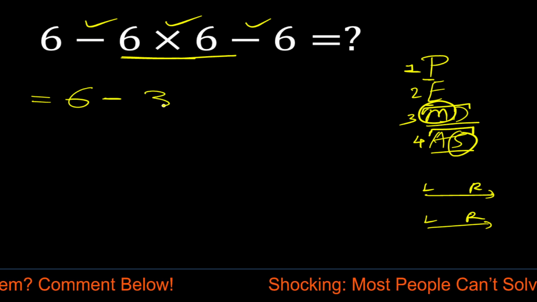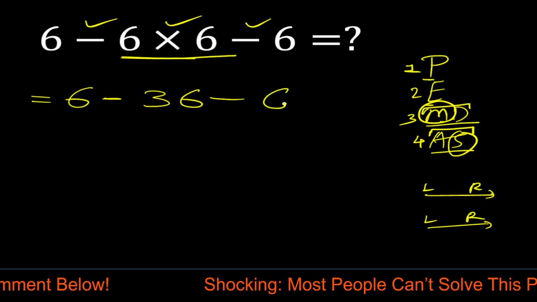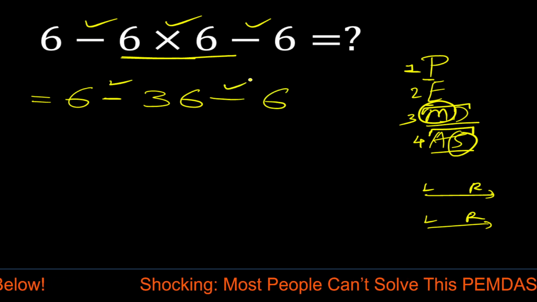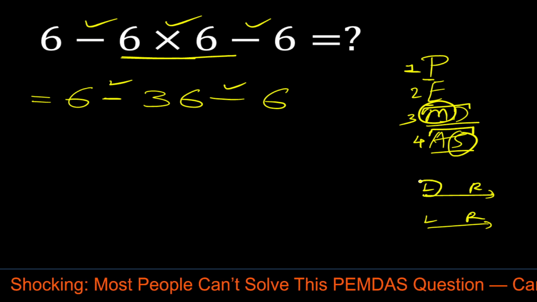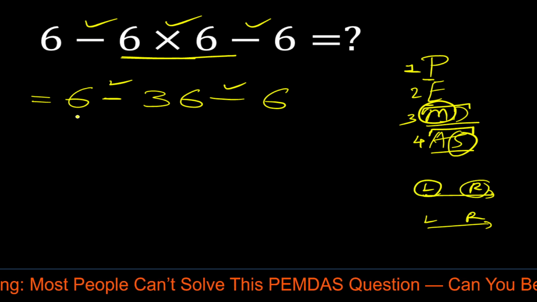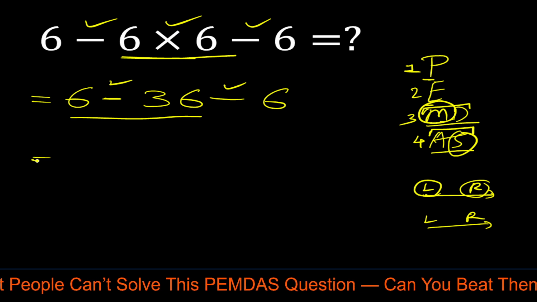6 times 6 is equal to 36 minus 6. Now here we have subtraction and here subtraction, and both have equal priority, so we have to solve it from left to right. So first we have to solve this subtraction.